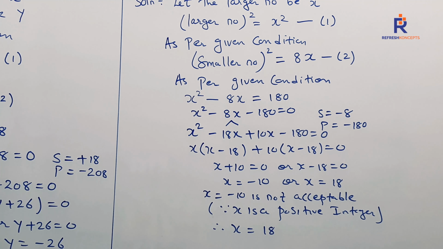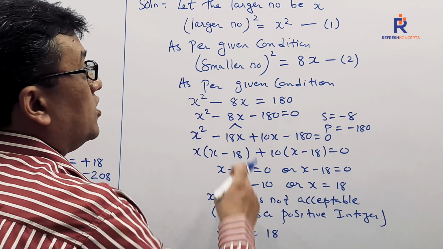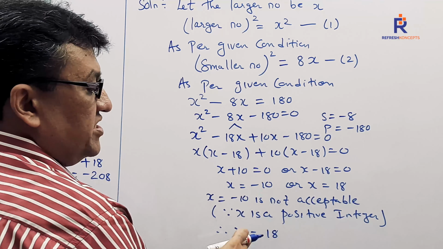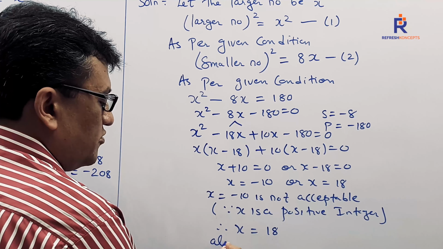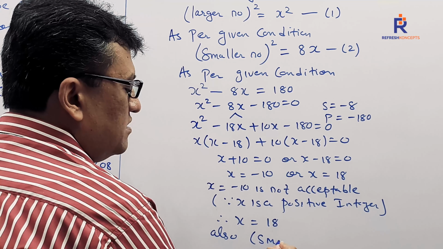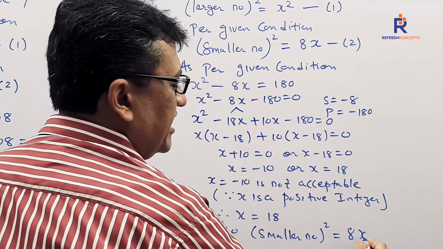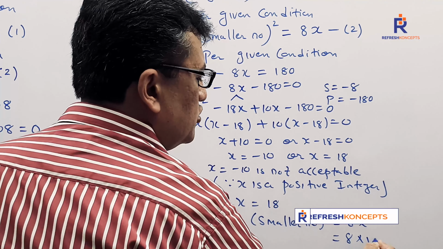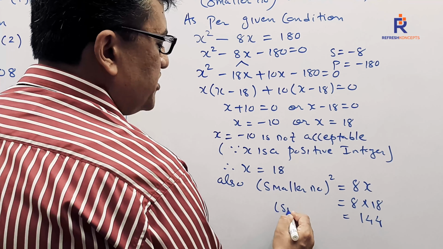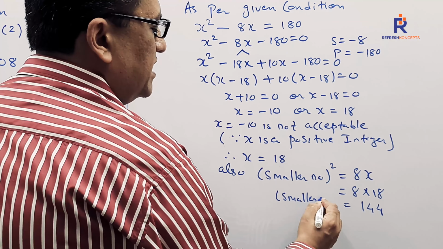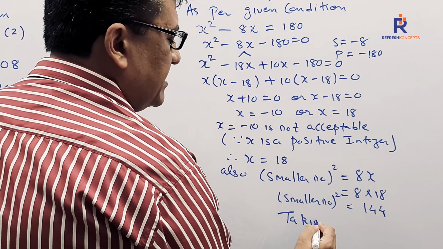Therefore, what value of x do we have? x is nothing but 18. Are we done with it? Indeed not. Certainly not. There is one more number we have to find out. That other number is nothing but the smaller number. The larger number is what we have got, x, which is 18. We are yet to find out the smaller number. What they have said also: smaller number square is 8 times x. 8 into 18, the answer is 144. Smaller number square is 144.